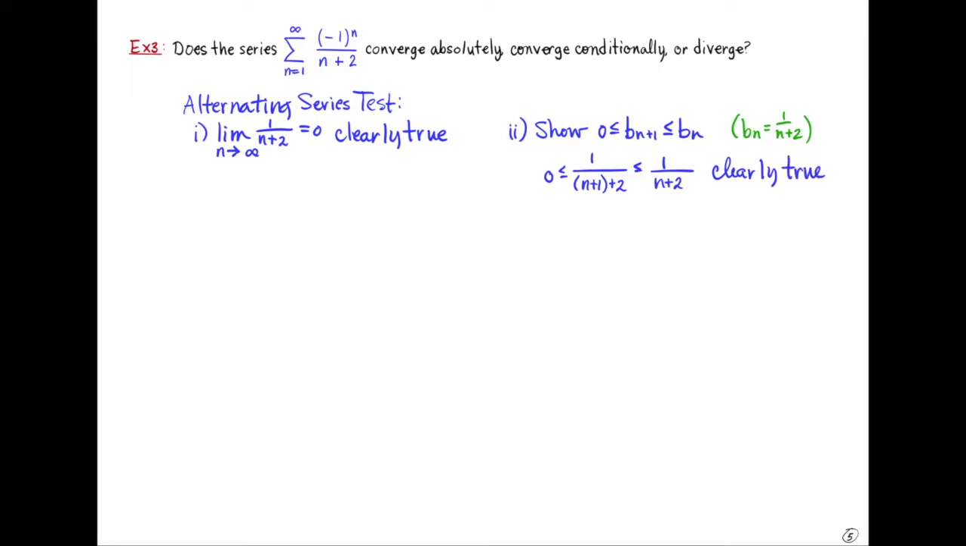It's really nice when you have the 1 in the numerator. If that is the case, then whenever you're taking the limit or trying to show that the terms are decreasing, there's really no work to show. You can just say that it is clearly true.